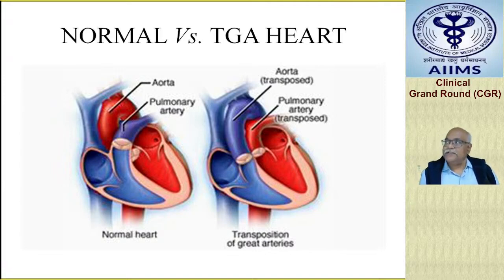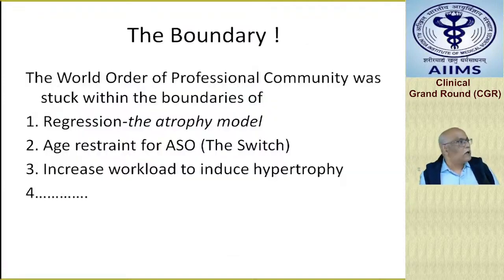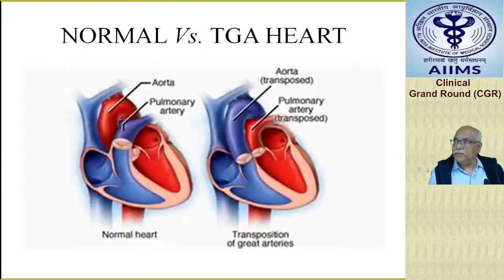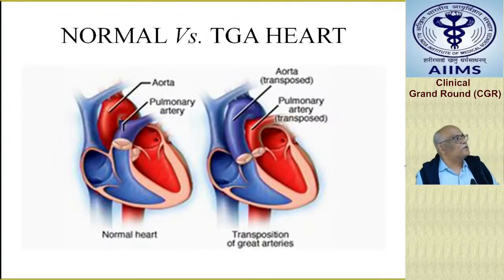And here was the challenge. The world order was that these babies can be operated maximum up to 2 to 3 weeks of life, because when the pulmonary vascular resistance drops, the LV gets detrained. What do they call detrained? The basic idea was the baby was born with a particular amount of LV mass, and because the pressure has dropped, afterload is reduced, so LV starts losing mass. That was the basic premise.